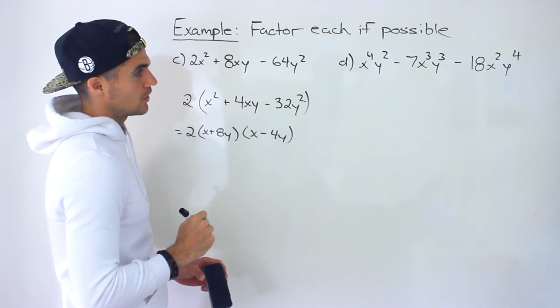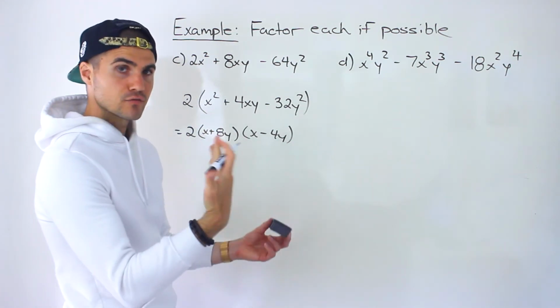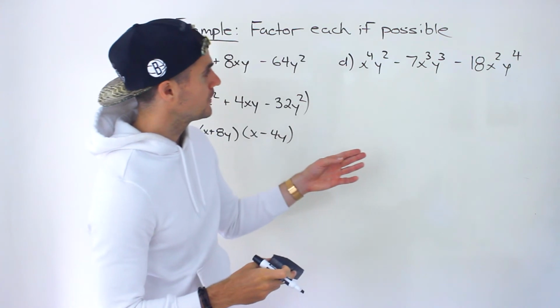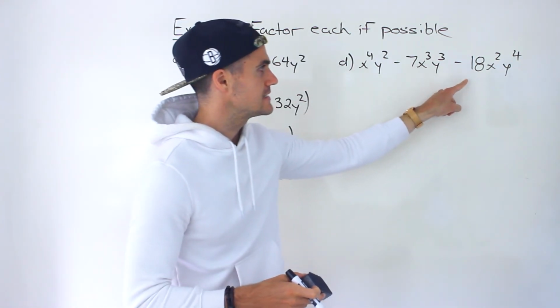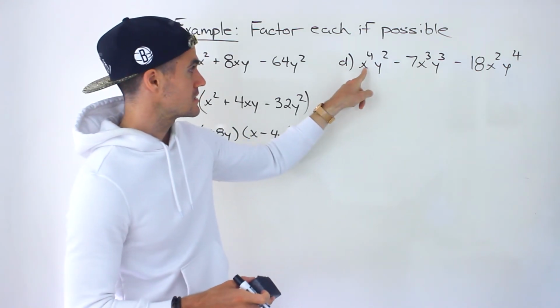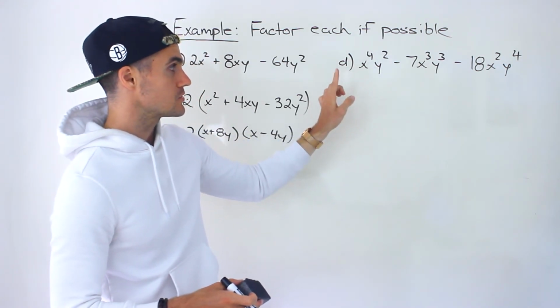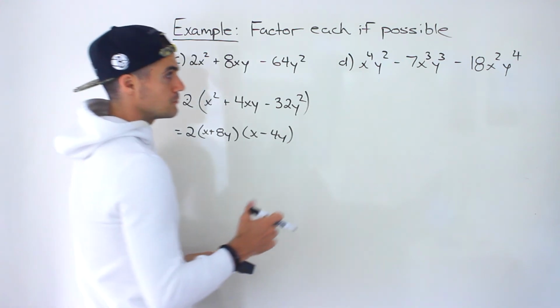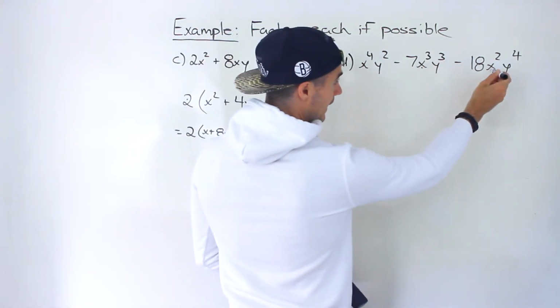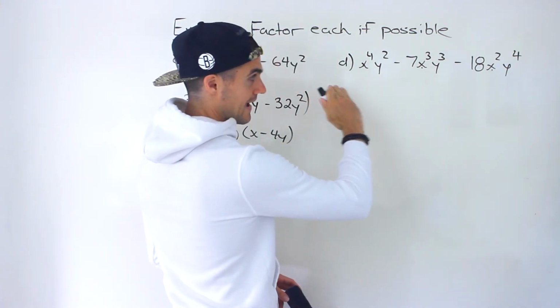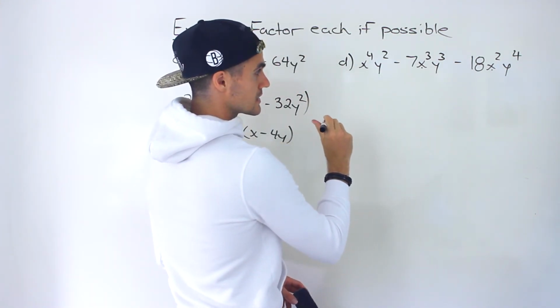Now moving on to part D. So again, first thing we look for, can we factor anything out initially? 1, 7, 18. Nothing with the numbers because of this 1. But notice with the variables, we could factor out something because there's an x here, and then an x there as well. So there's an x in all of the expressions.